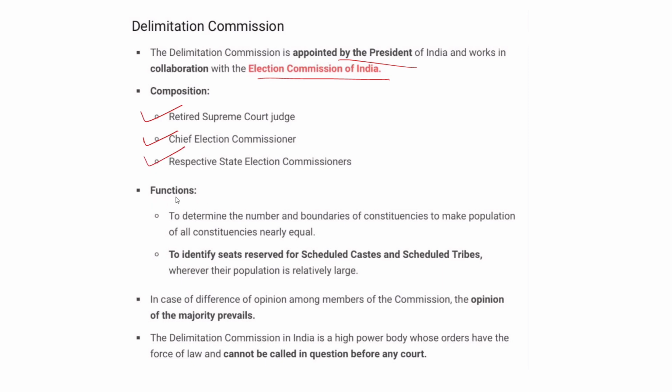Following are the functions of the Delimitation Commission: to determine the number and boundaries of constituencies, to make the population of all constituencies nearly equal, and to identify seats reserved for scheduled castes and scheduled tribes wherever their population is relatively large. In case of difference of opinion among the members of the commission, the opinion of the majority prevails. The Delimitation Commission in India is a high power body whose orders have the force of law and hence cannot be called in question before any court.